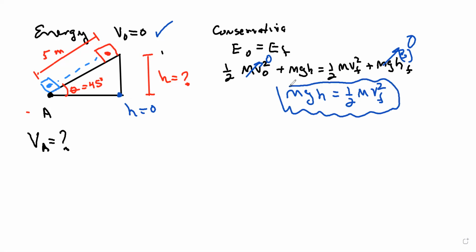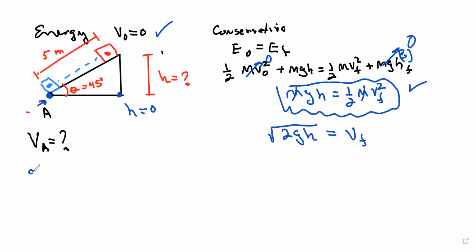That means that all the potential energy is going to be turned into kinetic energy. And that's going to happen at point A, right here at point A. Well, we can get rid of the masses right here. And we have 2gh, and we get the square root of that. And that's going to give us our final velocity.